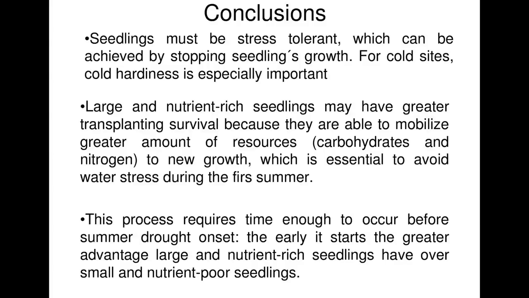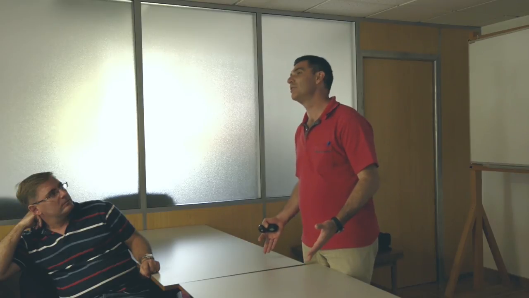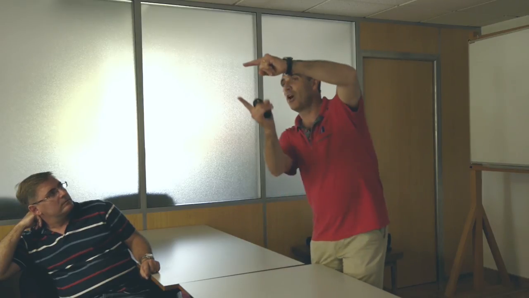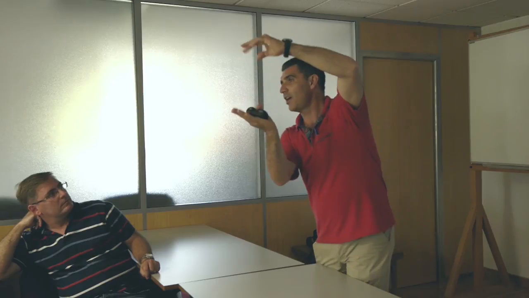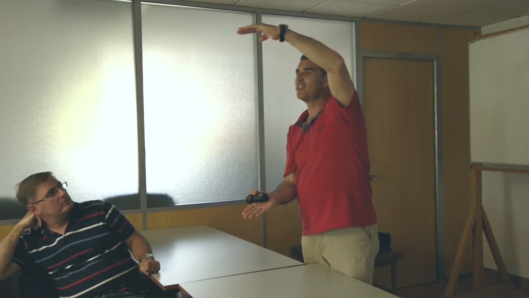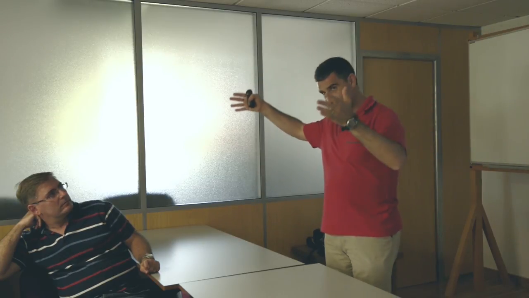And for new growth to occur, you need time. That's why planting early in the wet growing season is critical, because you need time. You can't plant one month before the summer drought onset. The plants don't have time, so they will only have produced this root, and maybe the soil dries out 40 centimeters in depth, which kills the plant. So you need time, you need a high quality plant together with time.